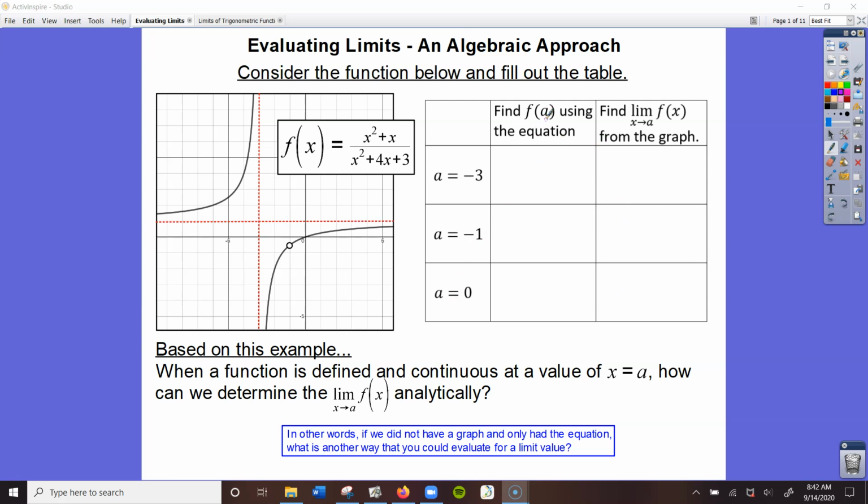We're going to find the function value if we were to take that number and just plug it in directly. And then we're going to use the graph of the function in order to evaluate for its limit. So first we're going to start with f of negative 3.